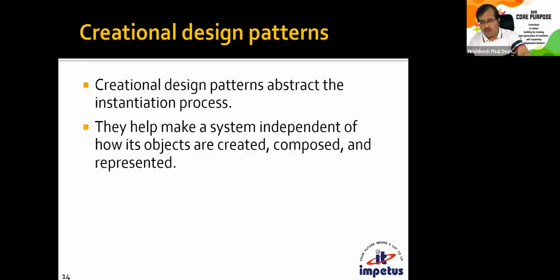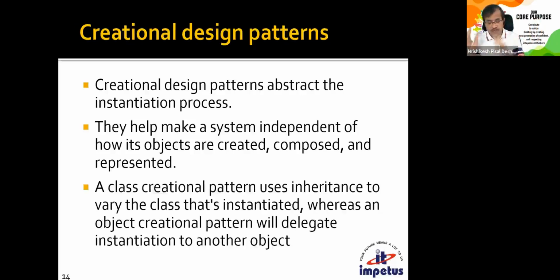I'll not let you know how the object is created, composed, how it is represented. You wanted it, I'll supply it to you. You don't be bothered. So your client will get an object that he wants, and he'll not be bothered about how that object was instantiated, created, composed, or how it is internally represented. Everything we are going to abstract out from the client's view. Client is the program that is using my object. Client is the program that requires my object.